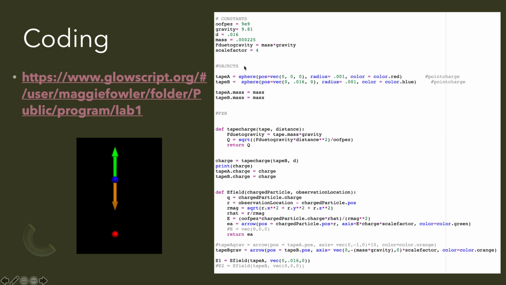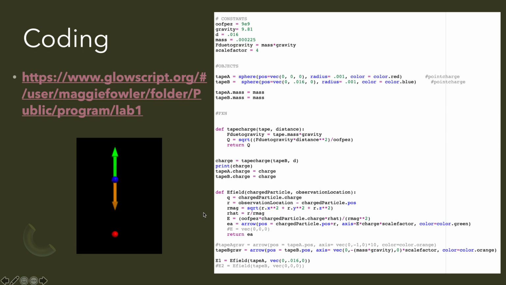So in terms of coding, I treated it a lot like lab 0. I had my constants and my objects and then my functions. I made tape A a red sphere and tape B a blue sphere. And then I made a function called tape charge, which had the parameters tape and distance, where I just essentially did what I did in the last slide where I solved for Q, and then I used the same E field function that I used in lab 0, except I made one small change.